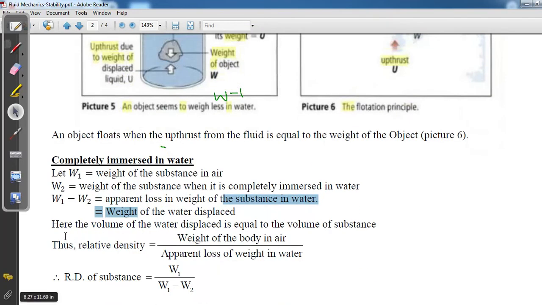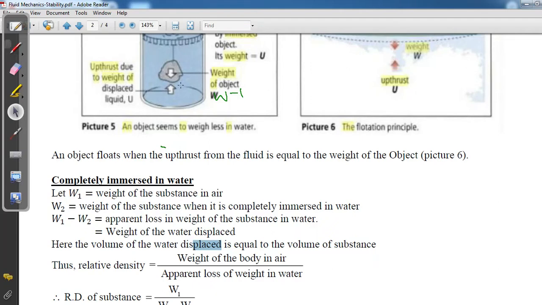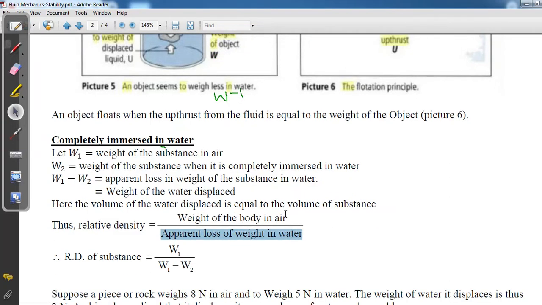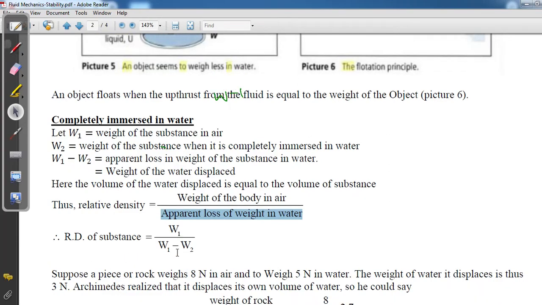Here the volume of water displaced is equal to the volume of the substance. If it is completely submerged, then whatever volume of the body is there, that equal volume of water it will be displacing. So that statement is written here. Relative density is defined as the weight of the body in air divided by the apparent loss of weight in water. So here W1 was the weight of body in air and the apparent loss is W1 minus W2.